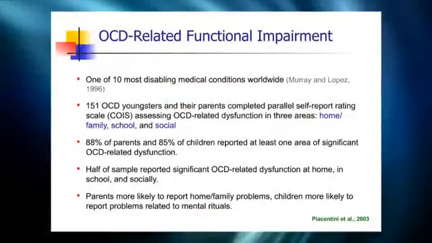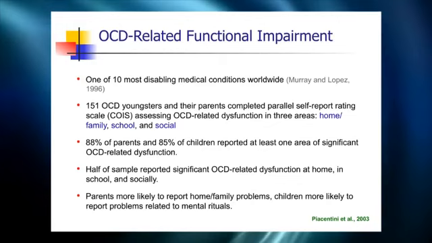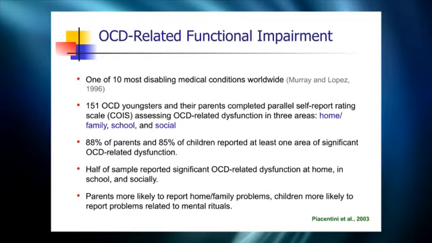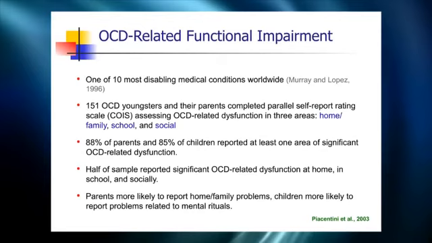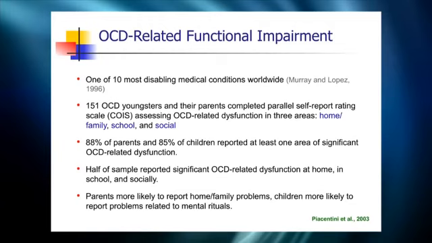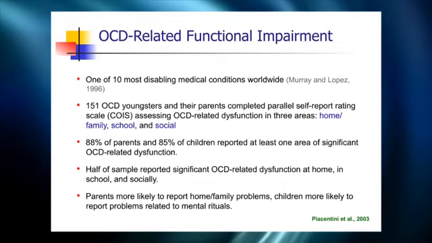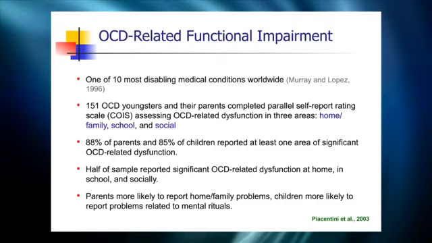OCD is a very impairing condition in terms of functional impairment and disability, one of the 10 most disabling conditions worldwide. And I think it's probably second or third among the psychiatric disorders in terms of associated impairment. We have done some research in this area and developed a rating scale called the Child OC Impairment Scale. In the initial study of this measure, we found that 88% of the parents and 85% of the kids reported at least one area of significant OCD-related dysfunction. So it's very common. It's almost definitional to find some significant impairment associated with the disorder.